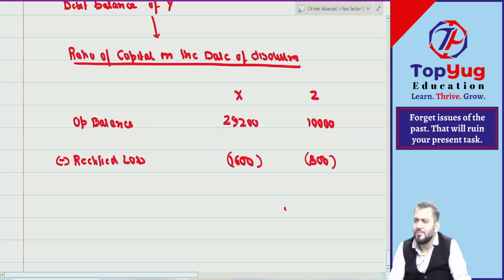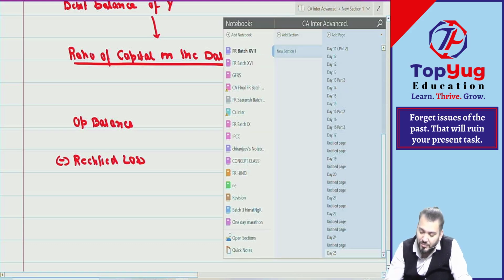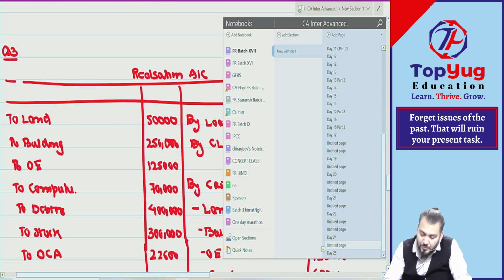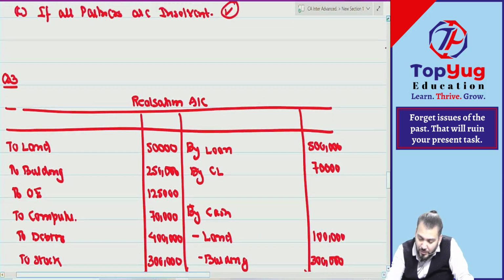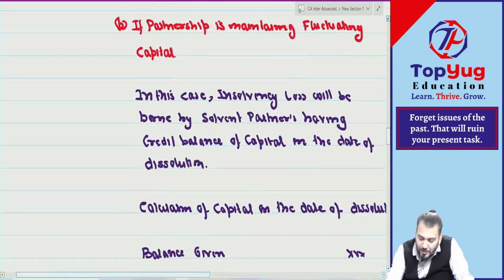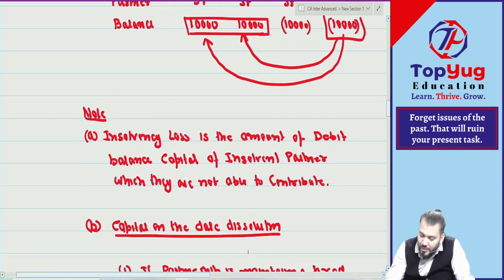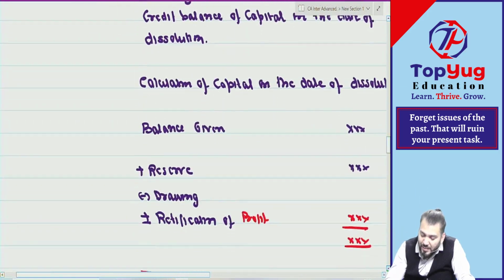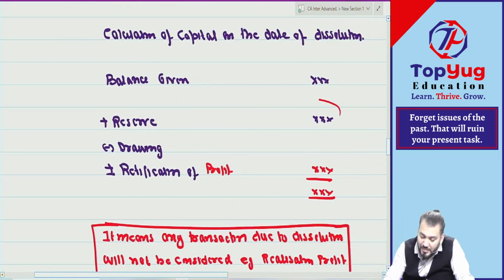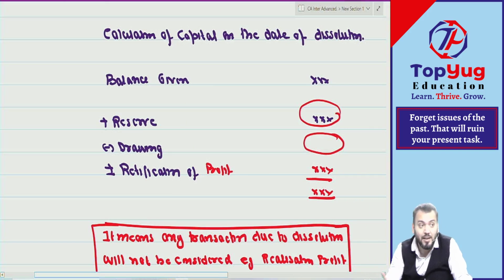So guys, advance given to partner is not a part of capital. I've already mentioned in the last class how to calculate capital on the date of dissolution. What I said: we will take opening balance plus reserve minus drawing. We'll take drawing because drawing is transferred to capital. But advance is never transferred to capital. Advance is a separate loan, a separate transaction, not in the capacity of partner.